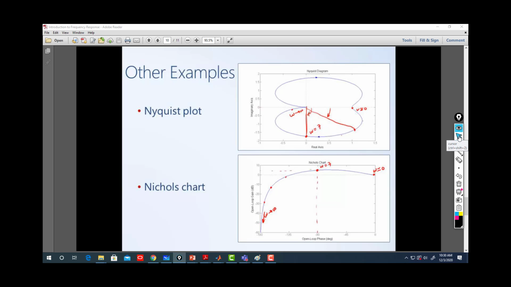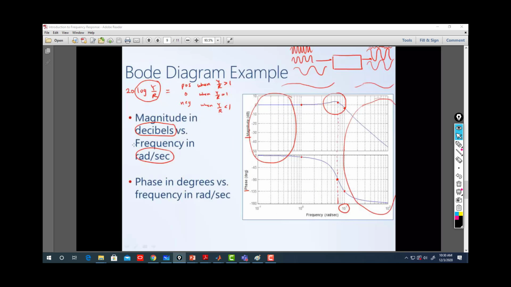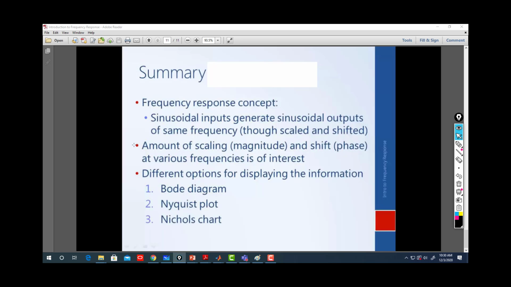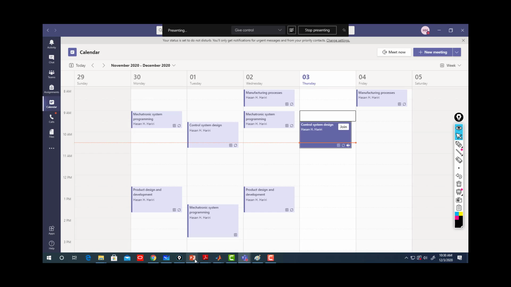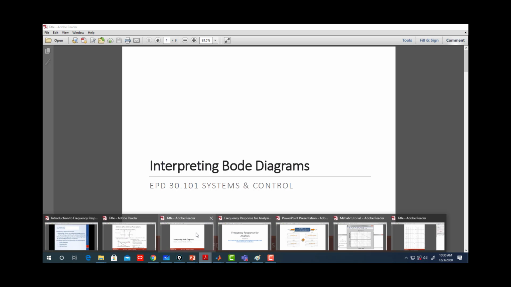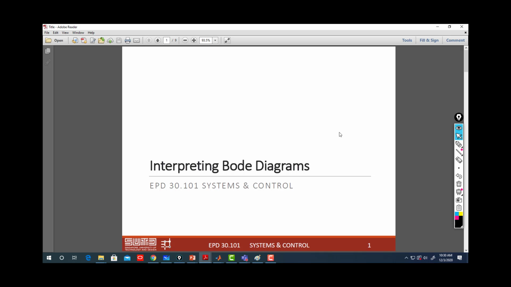Any question regarding Nichols and Nyquist plot? Yes? No question. Okay. This is the frequency response in general. We will look at how to interpret the Bode diagram. Up to now, we don't know how to draw a Bode plot, just as I introduced you to how to draw root locus. By the way, keep attention.